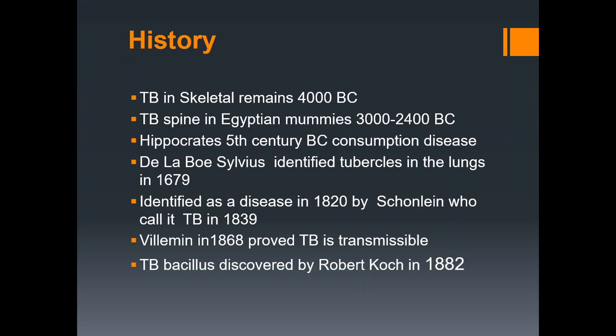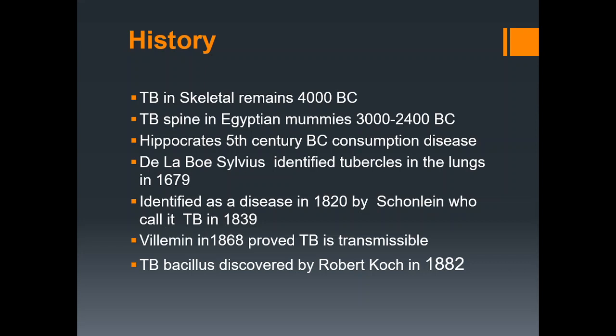In France, Villemin in 1868 proved that tuberculosis is transmissible. He took extracts of the lungs of patients who died from tuberculosis and injected them into rabbits, and the rabbits developed the same disease and died. In 1882, Robert Koch discovered the tubercle bacillus, and for that discovery, he got the Nobel Prize. At that time, 1/7 of the deaths in Europe were due to tuberculosis.